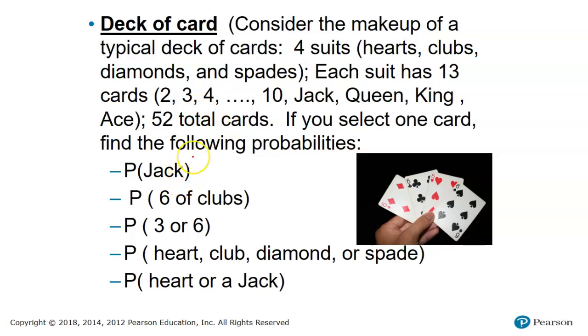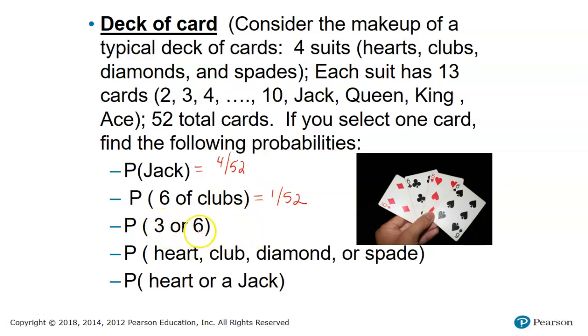So if we look at these, we're going to work through these. The probability of a jack. If we look at this, there's 4 jacks out of 52. And I'm going to go back and convert these to decimals in a few minutes. The probability of a 6 of clubs, there's actually only one card in a deck of cards that's a 6 of clubs. So that would be 1 out of 52.